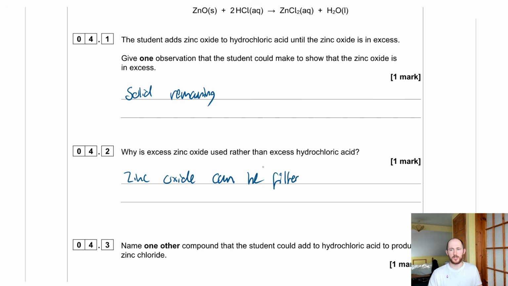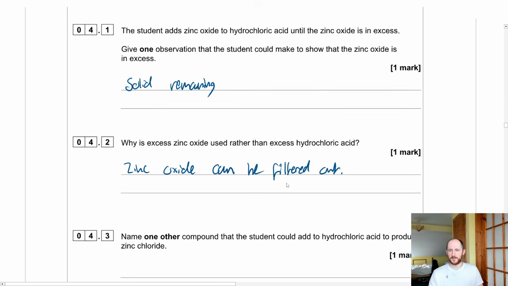because it's a solid. Generally speaking, it's not always possible, but if you can, you want the solid to be left over because it's really easy to separate solids and liquids. Whereas separating 2 liquids is harder. It's possible, but it's harder. And the same with gases and all that fun stuff.